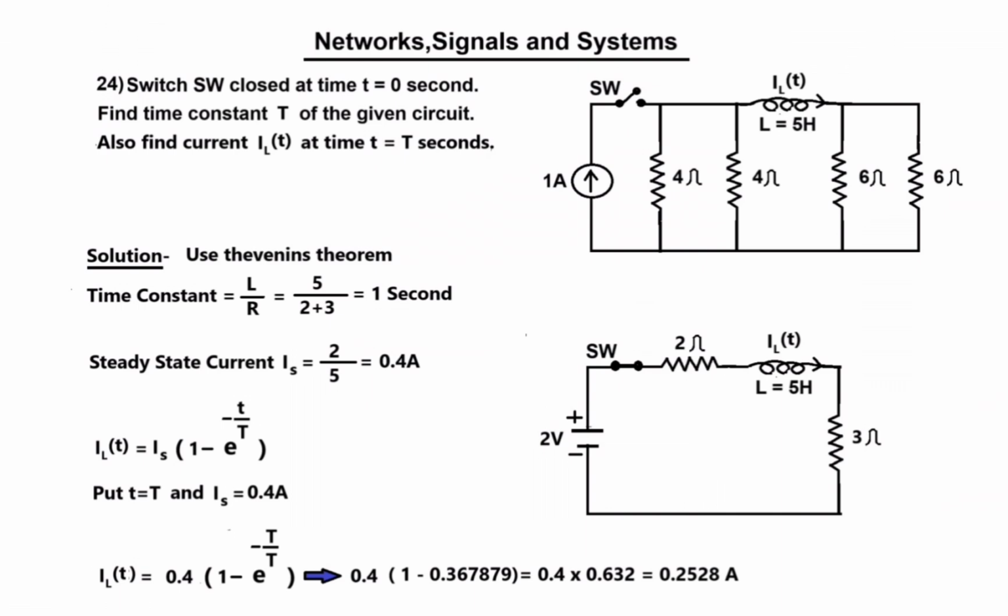Use Thevenin's theorem here. Time constant equal to L upon R, equal to 5 divided by 2 plus 3, this equal to 5 upon 5, this equal to 1 second. So time constant τ equal to 1 second. Steady state current I_s equal to 2 upon 5, this equal to 0.4 ampere.